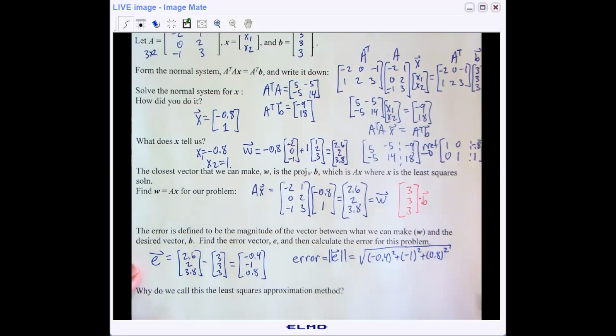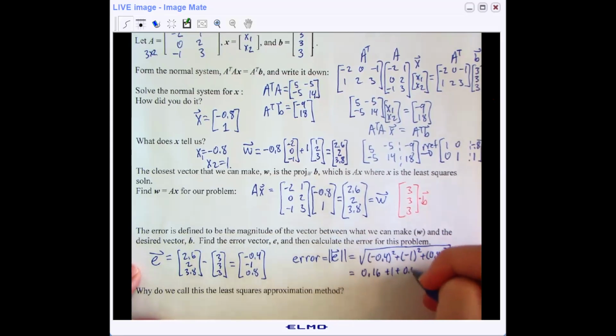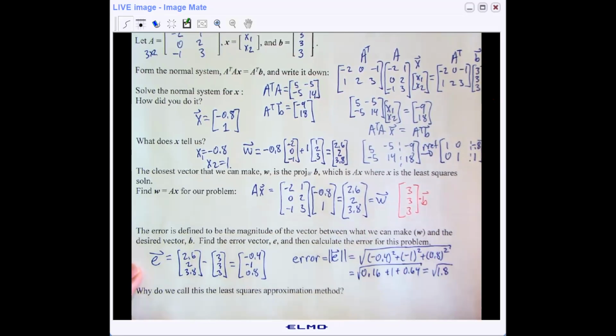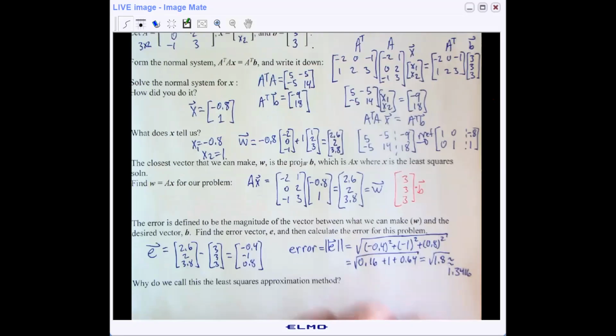And let's see, let's work on that and see how much it is. So this is 0.16 plus 1 plus 0.64, square rooted, which would be the square root of 1.8, okay, which would work out to be, let's find out, the square root of 1.8 on our calculator is about 1.3416. Okay, so let's pause there and we'll pick up in our next video.